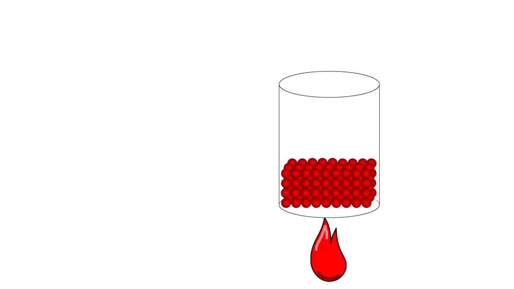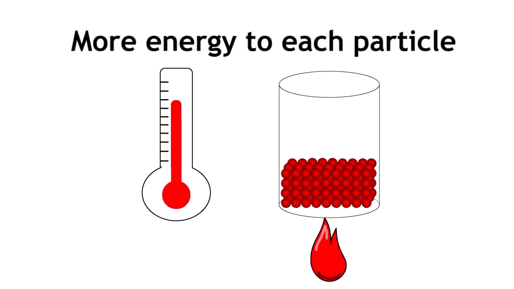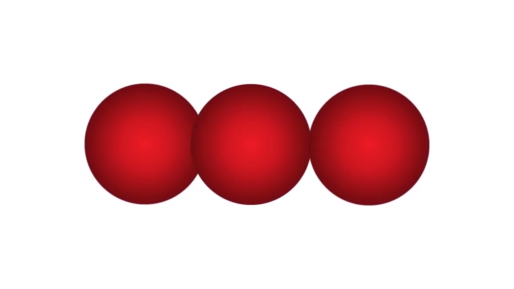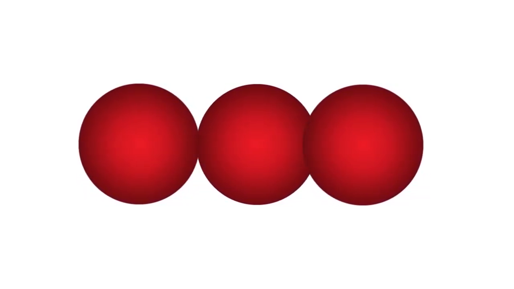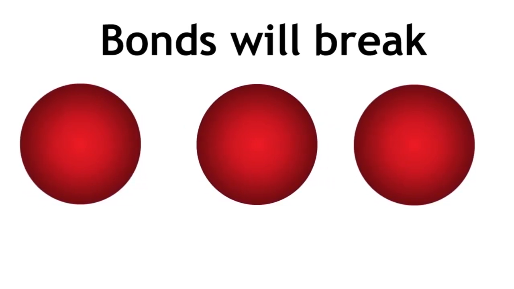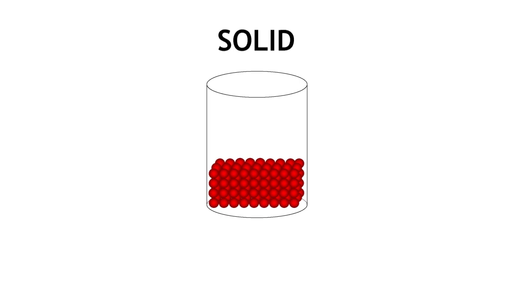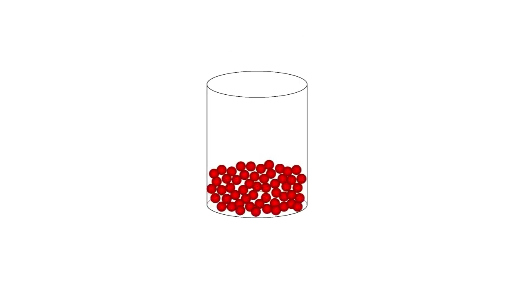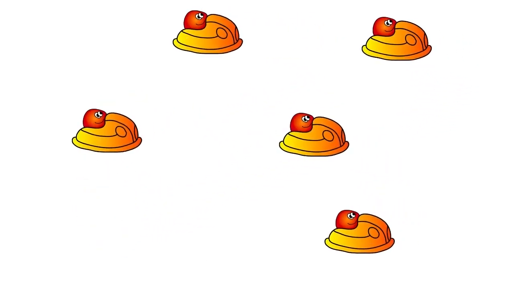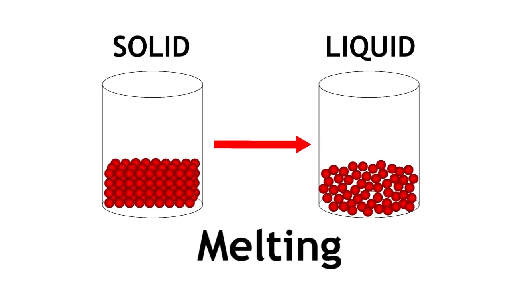Now imagine heating the solid, raising its temperature, and giving each particle more energy. The particles vibrate more until they have enough energy to break out of the lattice. The bonds will break and the atoms begin to move around much more easily. The substance will change into a liquid. With more energy, you can imagine the atoms moving freely around like dodging cars at the fair. This change is called melting.